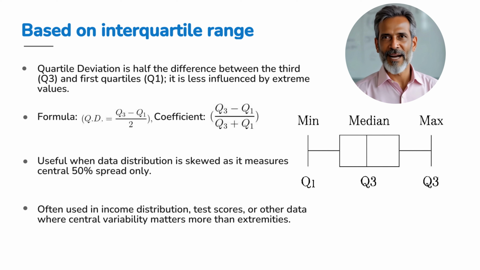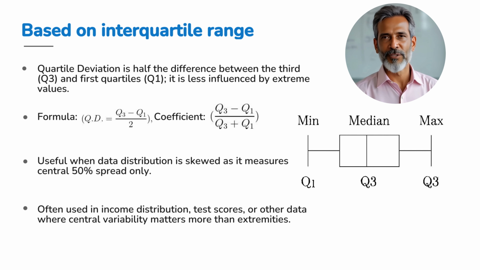I'll say that again. Quartile deviation equals the difference between the third quartile and first quartile divided by 2. There's also a coefficient for quartile deviation, calculated as the difference between Q3 and Q1 divided by their sum. Coefficient equals open bracket Q3 minus Q1 close bracket divided by open bracket Q3 plus Q1 close bracket.